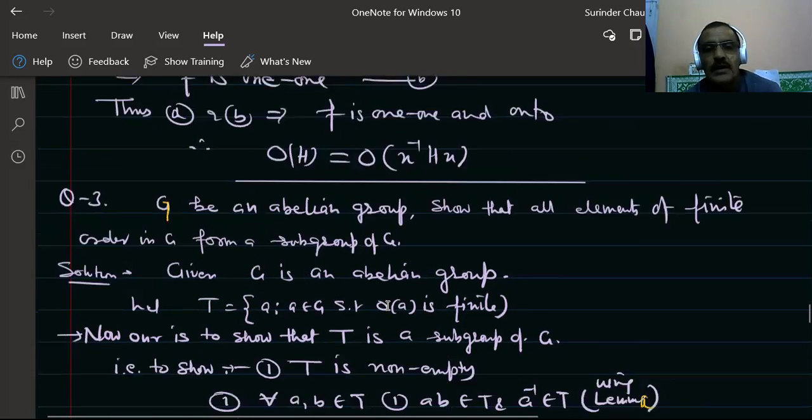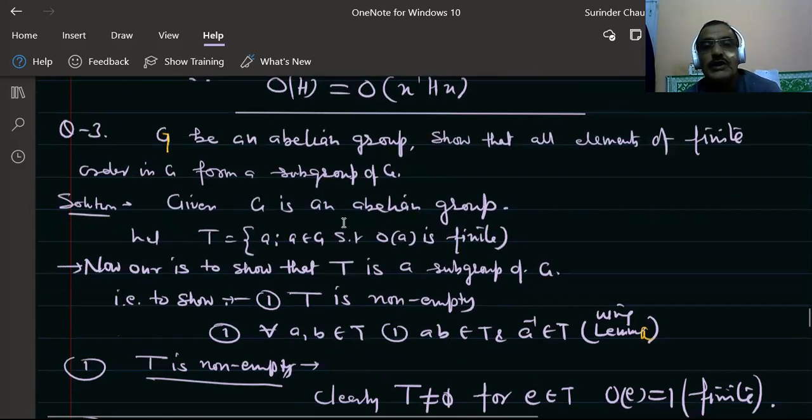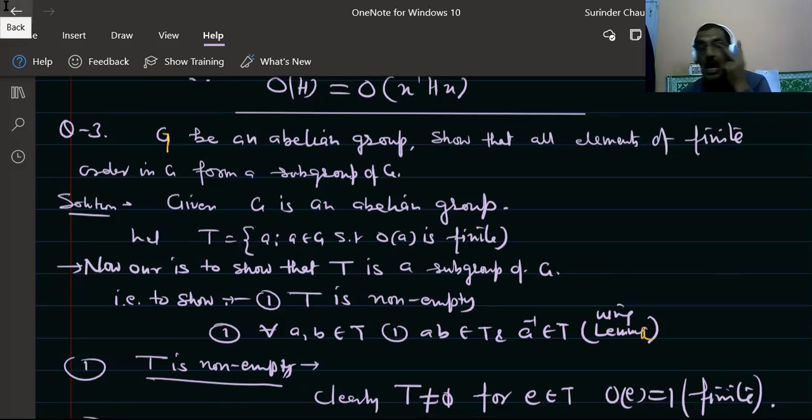Now what is given? Given is G is an abelian group, right? Now let us consider a subset of G whose elements have finite order. So let T be the set of elements a belonging to G such that the order of a is finite. So we have taken those elements of G whose order is finite, and we suppose that to be the set T.